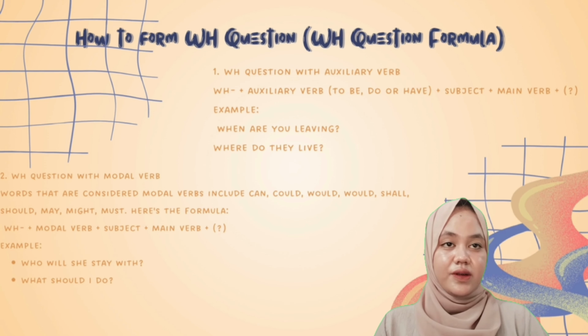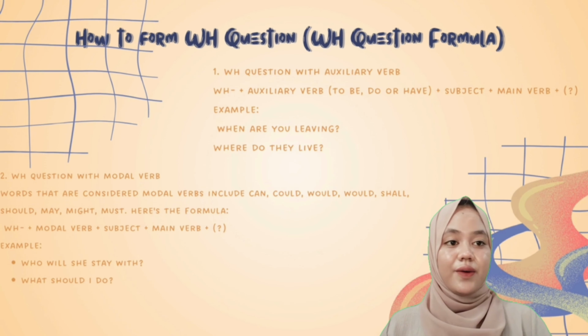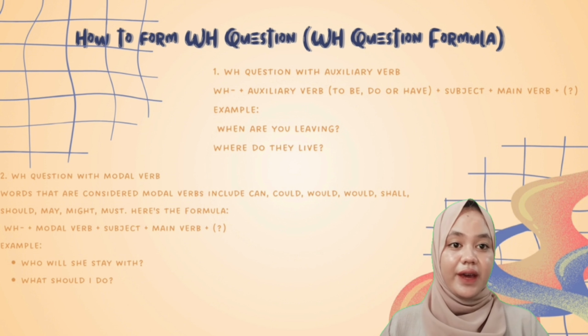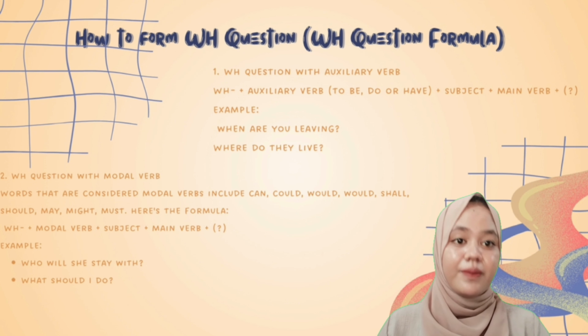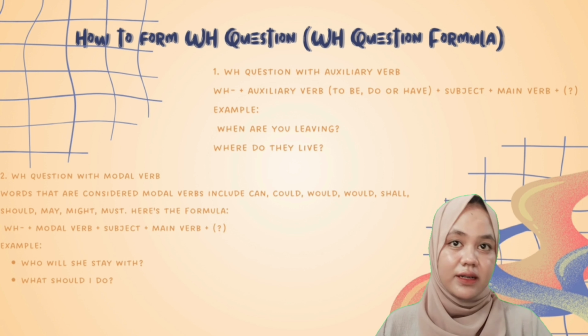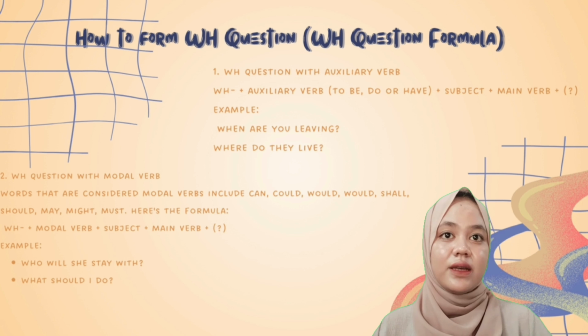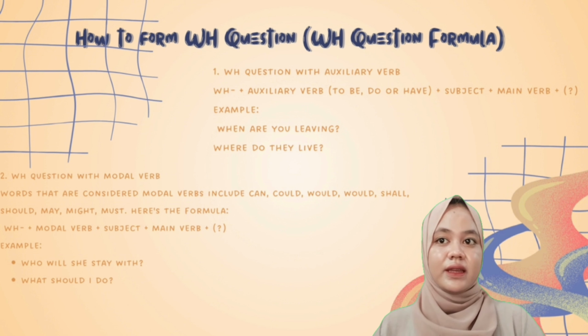How to form WH questions? The formula for WH questions with an auxiliary verb is WH plus auxiliary verb plus subject plus main verb plus question mark. Example, when are you leaving? Or where do they live?